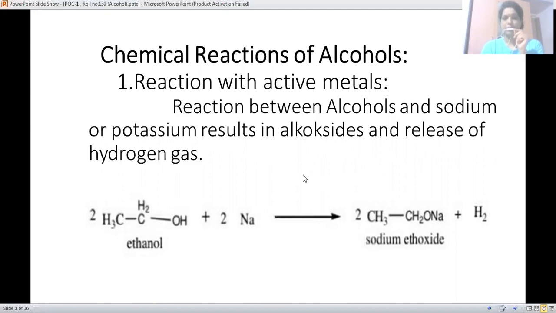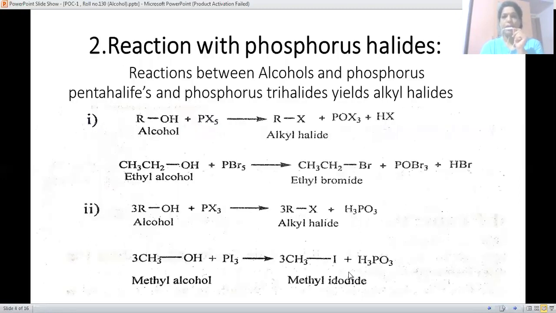Now, when the alcohol is added to sodium or potassium metal, there is a combination of ethanol and the metal sodium or potassium, with the formation of sodium ethoxide, with the release of hydrogen gas. This is the balanced reaction, a very simple chemical reaction of alcohol with the formation of sodium ethoxide.